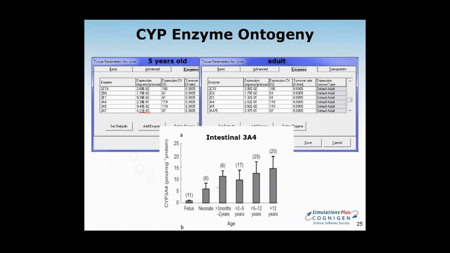And similar plots we have for the intestinal 3A4, as I already mentioned, from the publication by Trevor Johnson. Changes in the 3A4. Intestinal 3A4 actually lags a little bit behind the adult, where the 3A4 is close to adult levels within about 2 years. By 5 years, it is at the adult levels. But the intestinal one takes quite a bit longer before it reaches adult level.